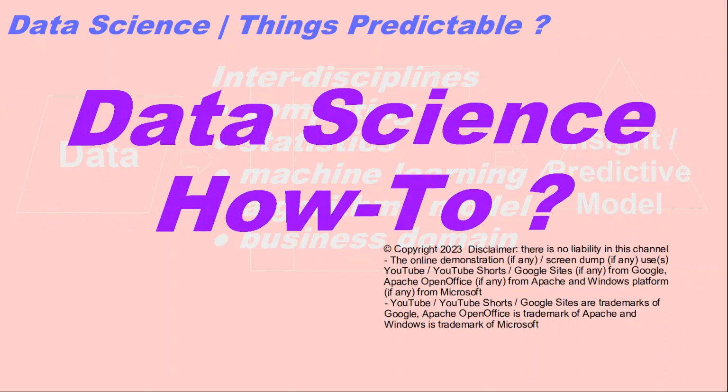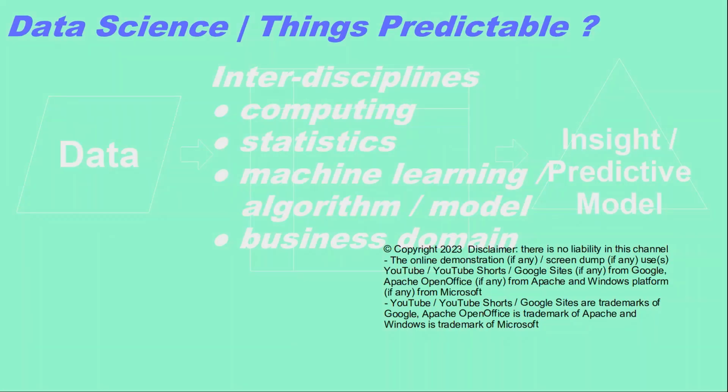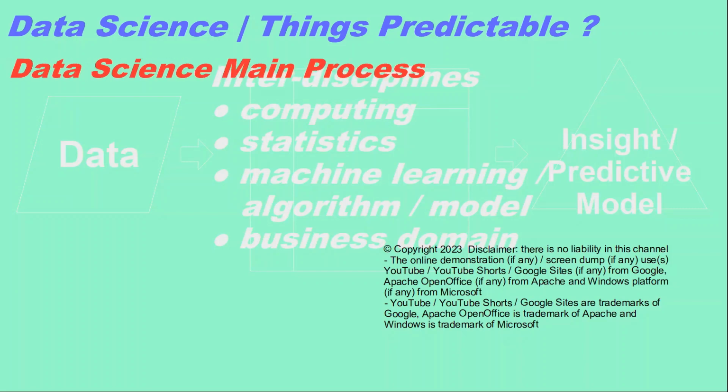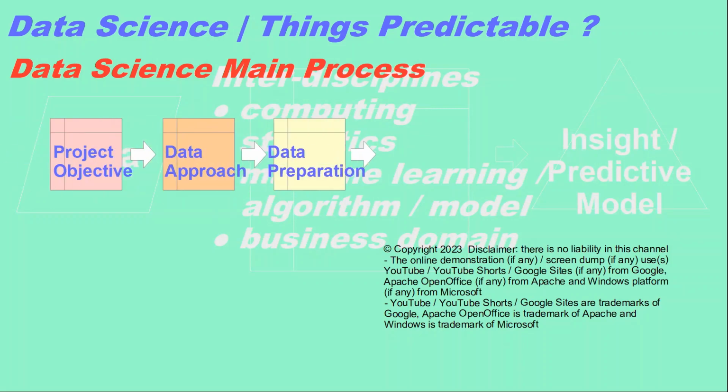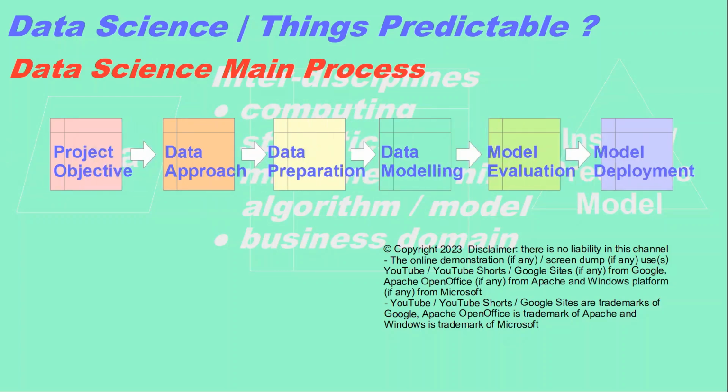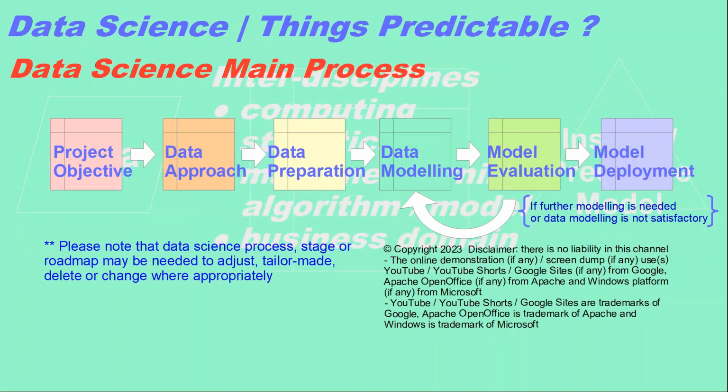Data science how to. Data science main process may include project objective, data approach, data preparation, data modeling, model evaluation, model deployment. If further modeling is needed or data modeling is not satisfactory after the process of model evaluation, it may need to go back to the process of data modeling. Please note that data science process, stage, or roadmap may be needed to adjust, tailor-made, delete or change where appropriately.